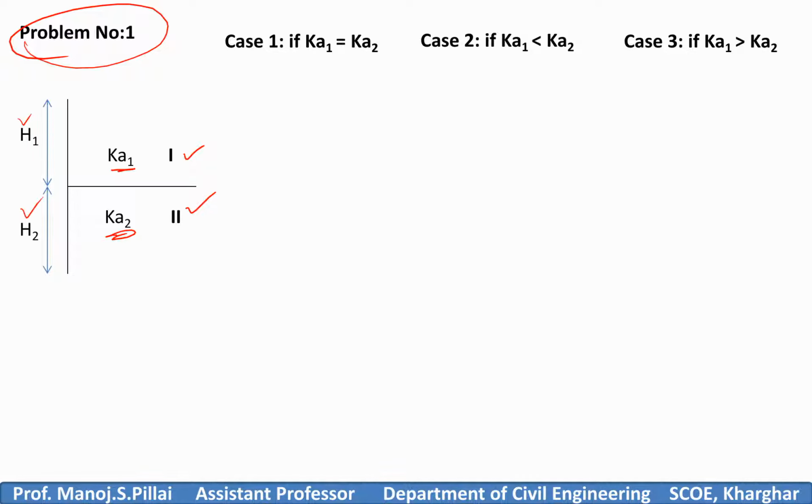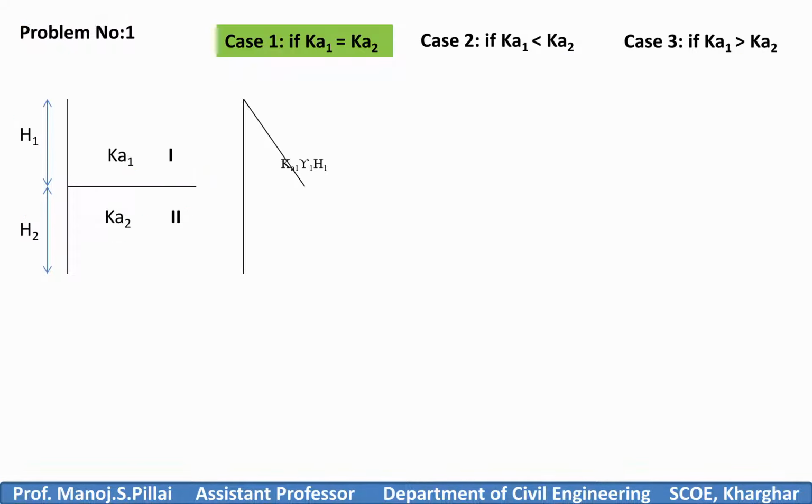Case 1: if Ka1 is equal to Ka2. Case 2: if Ka1 is less than Ka2. That is my case 2. Case 3: Ka1 is more than Ka2. Let's check which case gives what. Okay, so I'm taking the first case, that is if Ka1 is equal to Ka2.